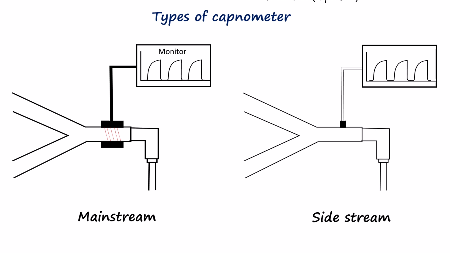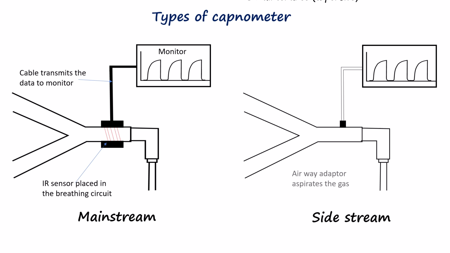There are two types of capnometers, mainstream and sidestream. In mainstream capnometry, the infrared sensor is placed directly in the path of respiratory gas and is connected to the monitor by an electrical cable. In sidestream capnometry, a sample of exhaled gas is continuously aspirated through a lightweight airway adapter, and a sampling tube relays it to the monitor where the actual sensor is located.